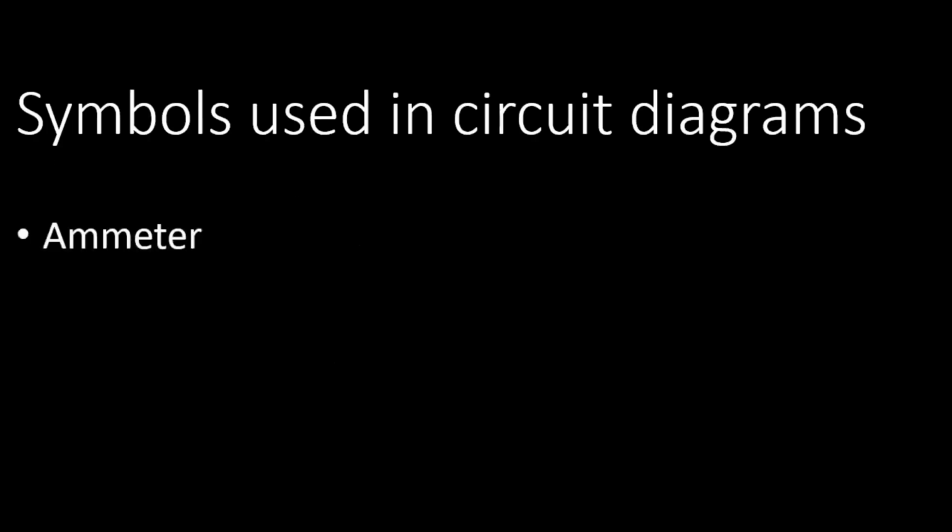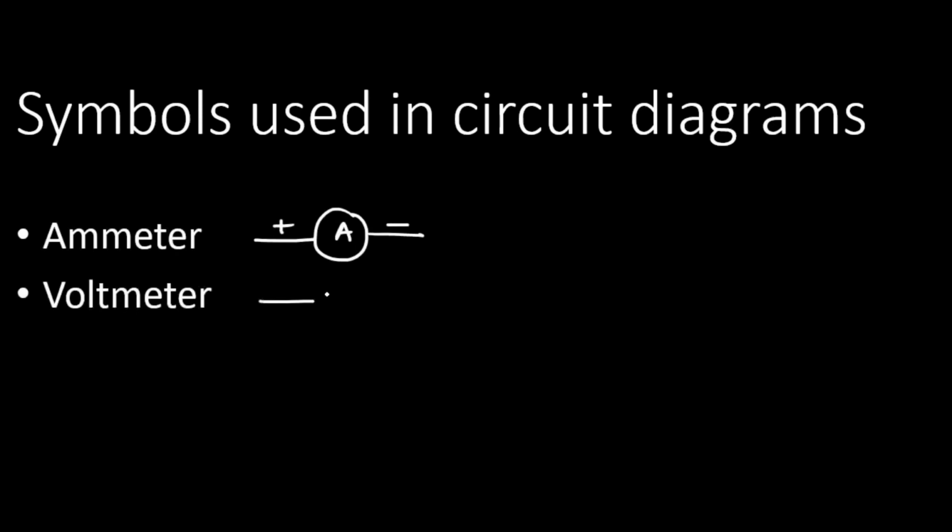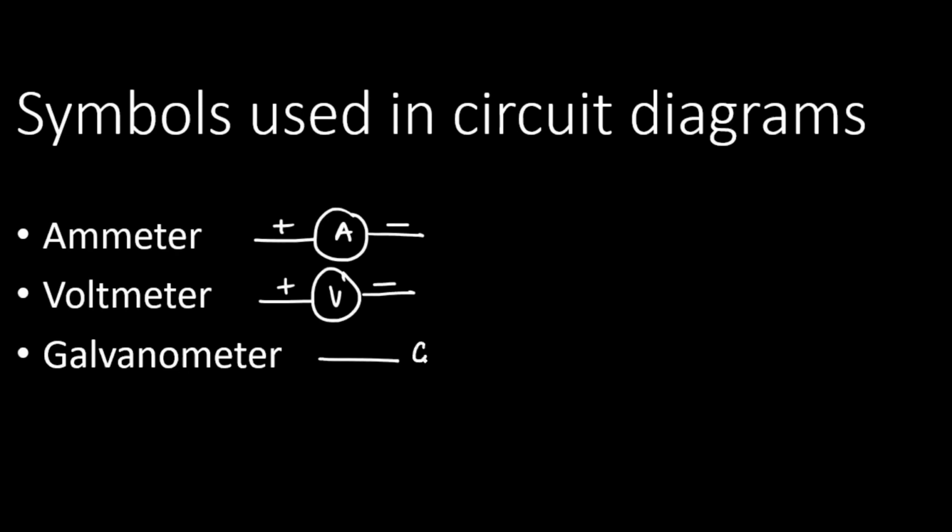Moving ahead, we have the ammeter. The purpose of an ammeter in a circuit is to measure the current. So a simple diagram like this. For a voltmeter as well, it is plus and minus. And for a galvanometer, you have a G written over there, but there is no plus minus. So an ammeter measures the current in the circuit. A voltmeter measures the potential difference, and a galvanometer detects the direction of flow of current.